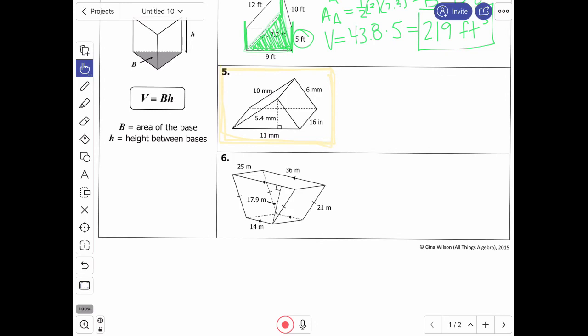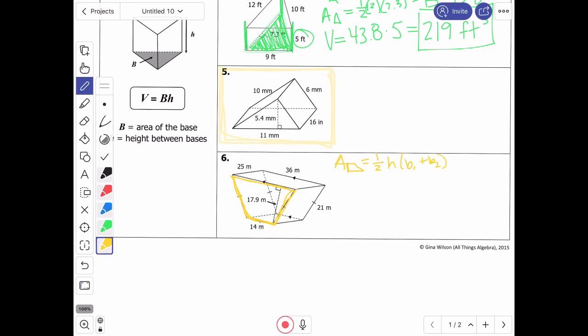Number 6 already looks a little bit different. It looks like it has a few more faces, and that is because it is actually a trapezoidal prism. So the trapezoid becomes my base. The area of a trapezoid formula is 1/2 the height of the trapezoid times the bases added together.